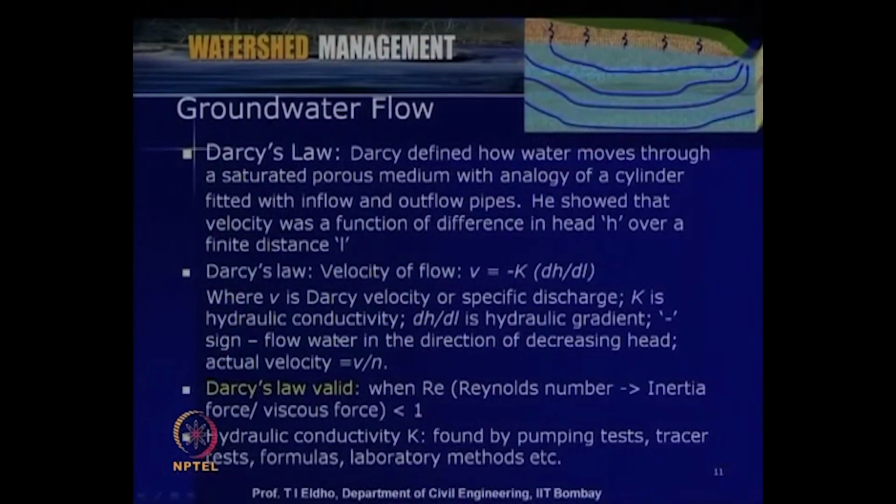Now, this hydraulic conductivity, which we have seen is one of the most important parameters as far as porous media is concerned, we can find by various experiments like pumping tests within the aquifer or tracer tests, or depending upon the soil media we can use certain formulas, and also we can determine it by laboratory methods. Now let us further discuss how groundwater flows within the porous media, and in what way we can quantify or model these groundwater flow movements. Let us see in the coming slides.